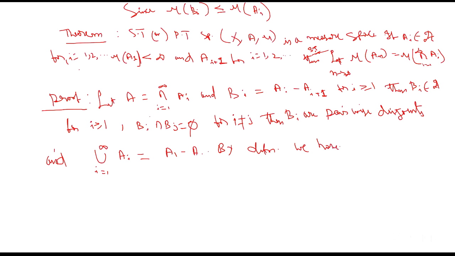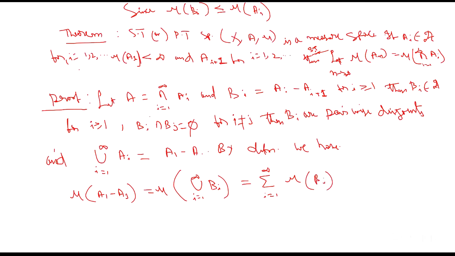mu of A1 minus A equals mu of the union i equal to 1 to infinity of Bi, that equals the sum i equal to 1 to infinity of mu of Bi. Equation number 1, right?